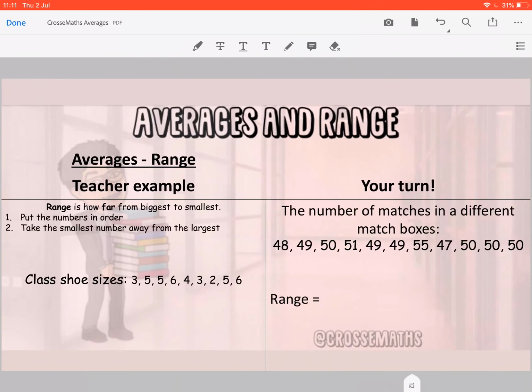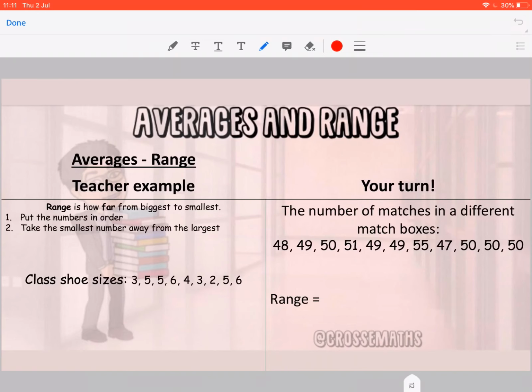Right then, so very last one. We've done mode, median, and mean. They're the three main averages. Range isn't an average, but it's important to note range when you're dealing with the averages, like an add-on. Range is how far you get from the biggest to the smallest.